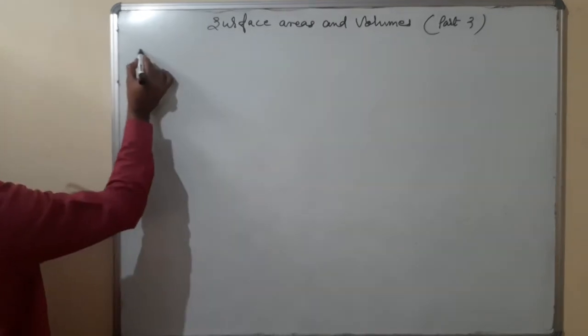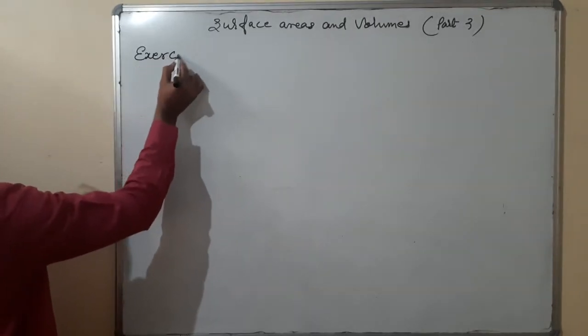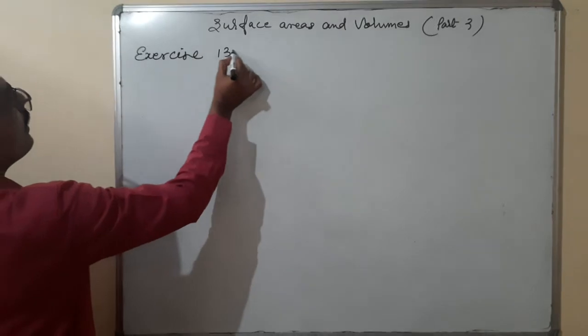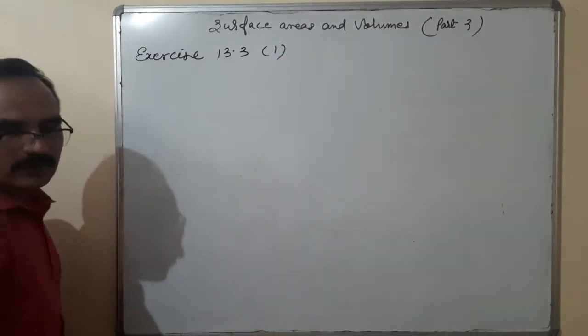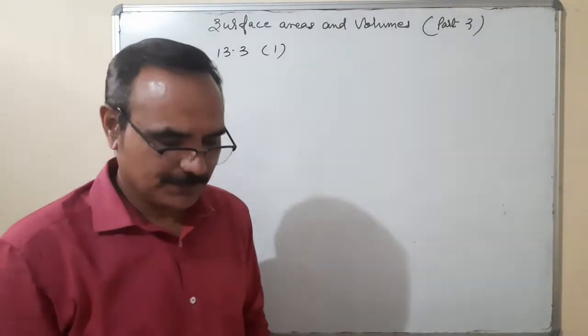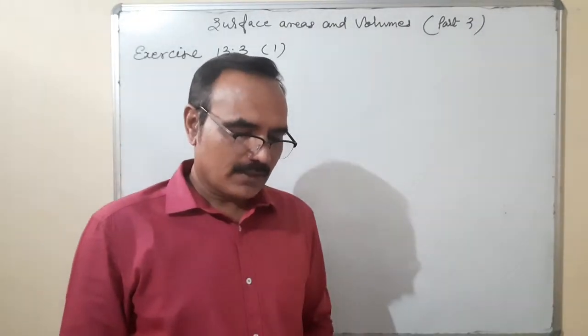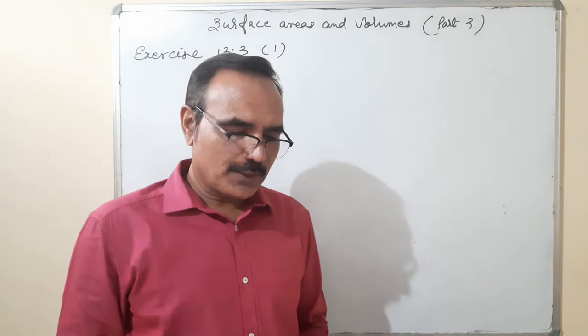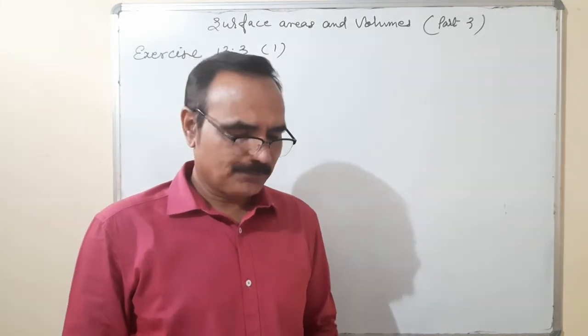Exercise 13.3. Question number 1. As you know, first I'll take question number 1 of each and every exercise. Before that, assume pi is equal to 22/7 unless stated otherwise.